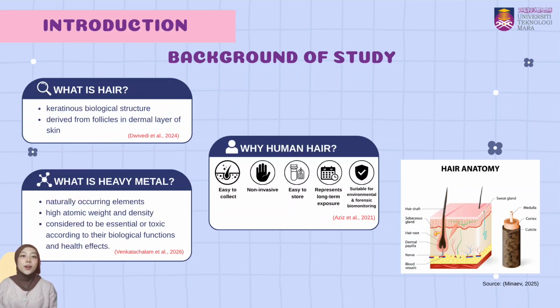Now, how about heavy metal? Heavy metals are naturally occurring elements with high atomic weight and density. Some metals, such as copper and chromium, are essential for normal body functions. However, others, including lead, cadmium, and excessive nickel, are toxic and may cause harmful health effects when accumulated in the blood.